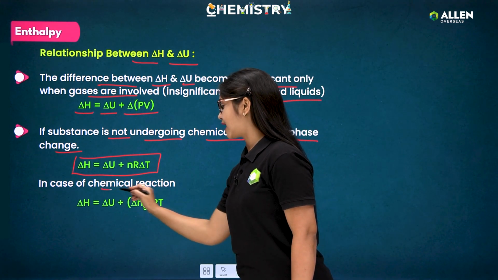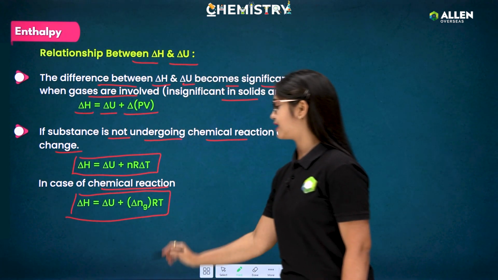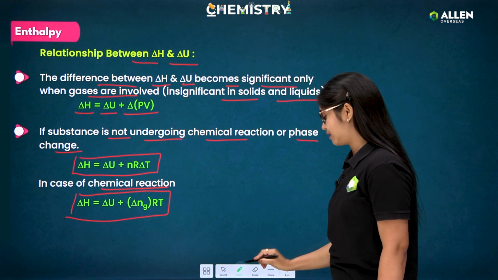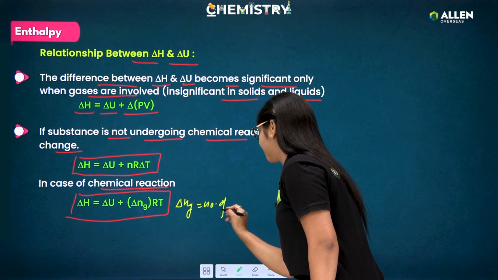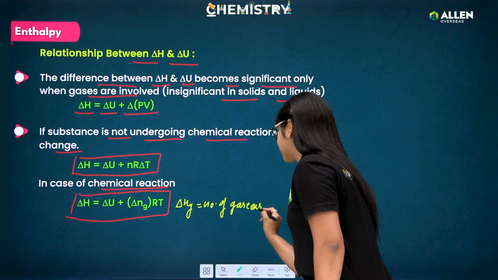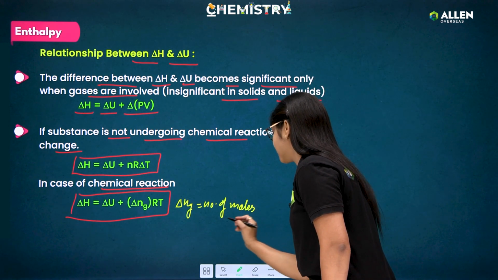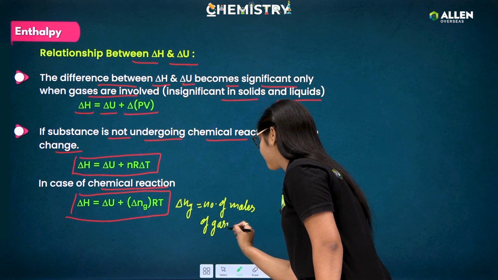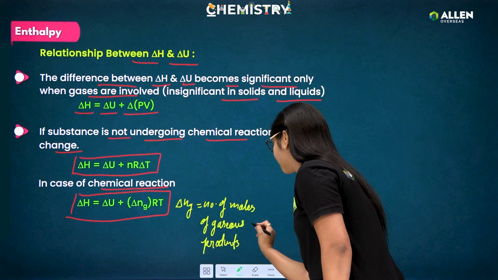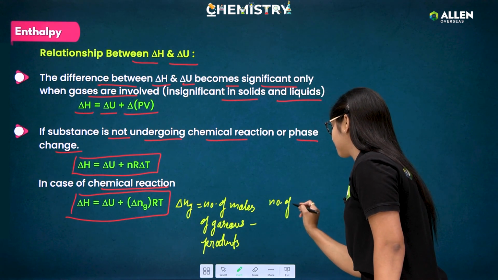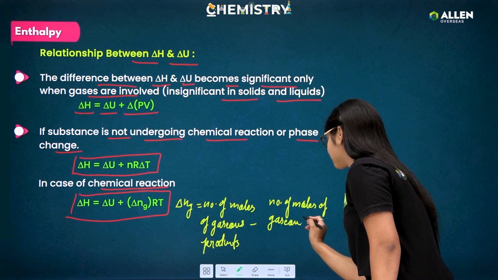And when we are talking about a chemical reaction, this relation will be useful: delta H equal to delta U plus delta Ng RT. Now, what is delta Ng here? Delta Ng is the number of gaseous moles of products minus the number of moles of gaseous reactants.